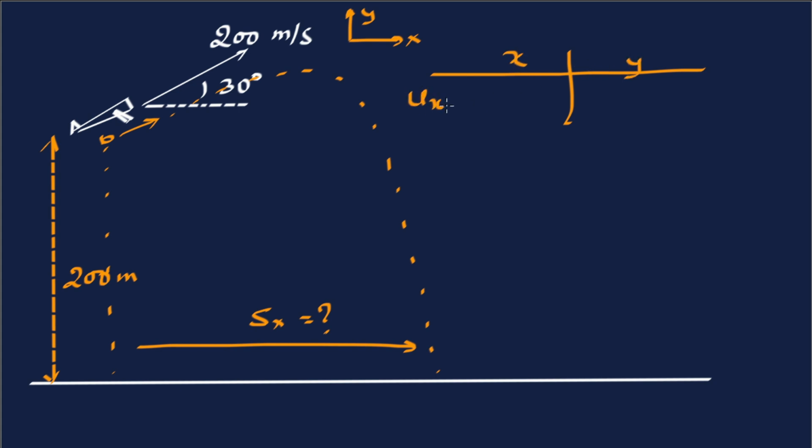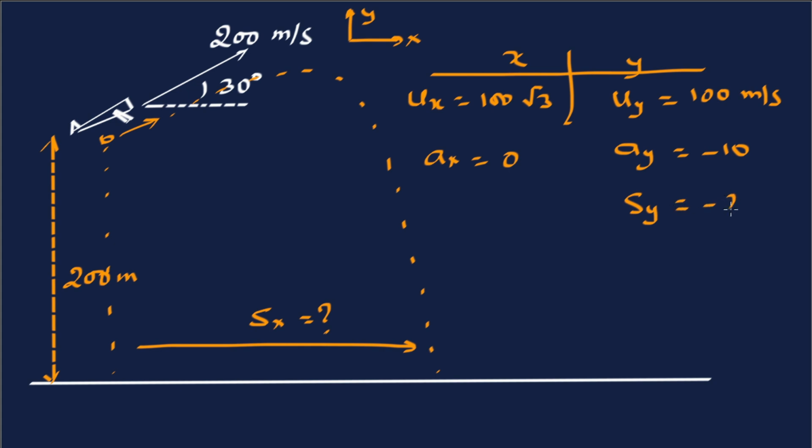So initial velocity of the bomb in the x direction is 200 cos 30. Cos 30 is root 3 by 2, so that becomes 100 root 3. Y component of the bomb's initial velocity is 200 sine 30. Sine 30 is half, so that is 100 meters per second. As always, ay is equal to minus 10, ax is equal to 0, and we know that sy is minus 200. That is the vertical displacement or change in the y coordinate of the bomb.